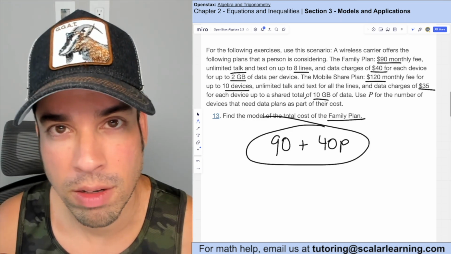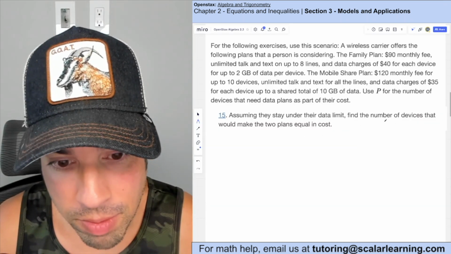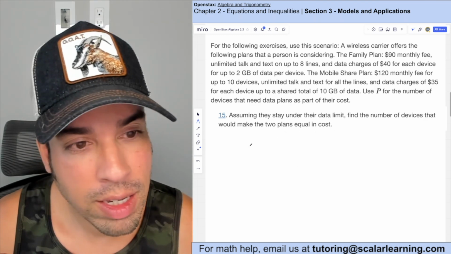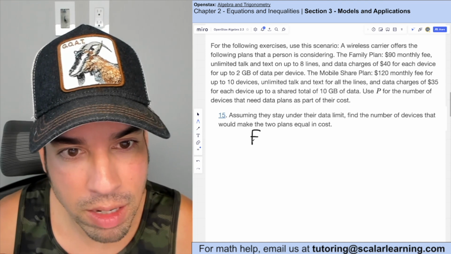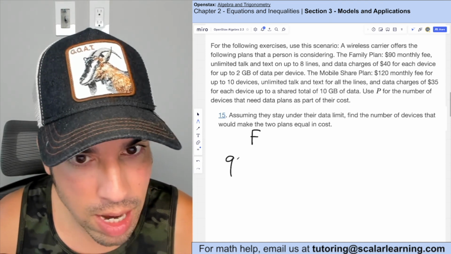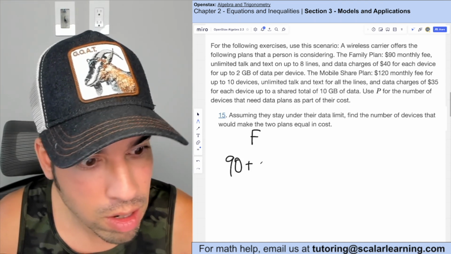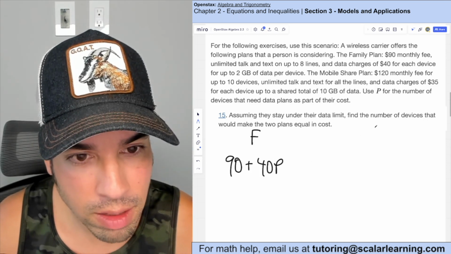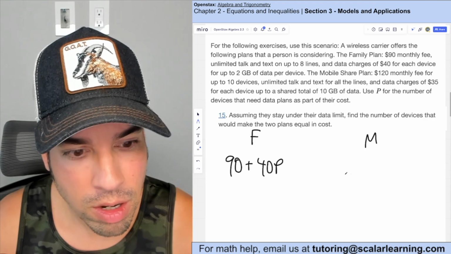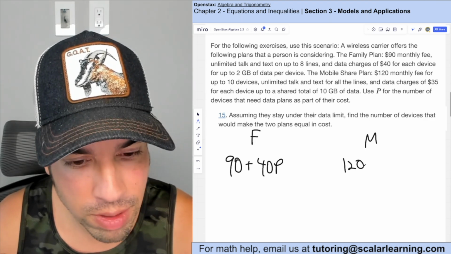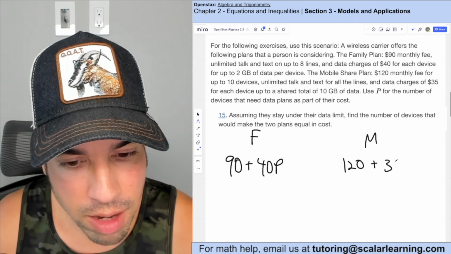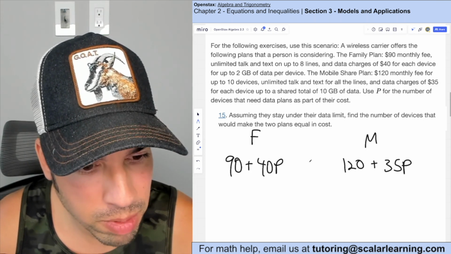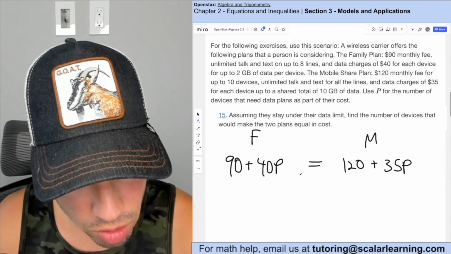Boom, done. Assuming they stay under their data limit, find the number of devices that would make the two plans equal in cost. So again, for the family plan, we've got our cost of $90 monthly fee plus $40 per device. And for the mobile share plan, we've got $120 monthly fee plus $35 per device. And we're trying to figure out when these two are going to be equal. So I'm going to set them equal and solve for P.